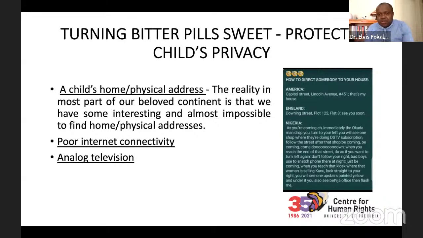We have poor internet connectivity in the rural areas, especially. So there, the dangers are a bit minimized. And then we have analog television, which is still ongoing as well in many parts of our continent. So in that space, the internet is a bit also minimized.